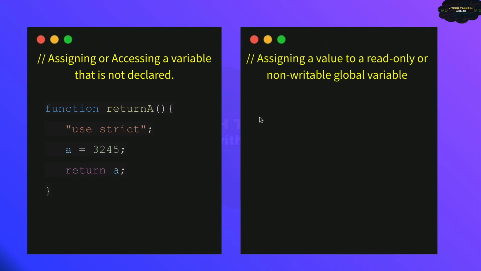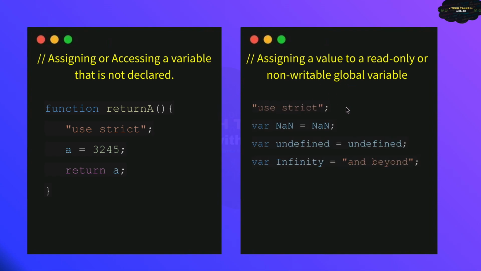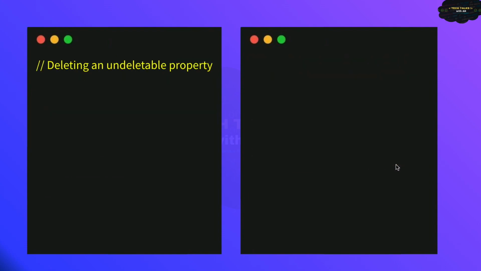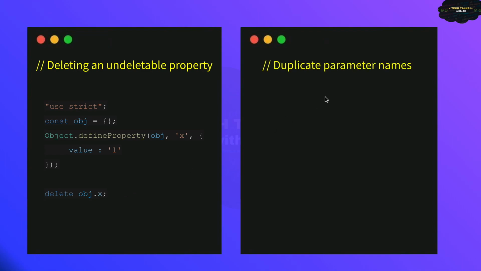Second restriction is assigning a value to a read-only or non-writable global variable, which is use strict where NaN is equal to NaN, where undefined is equal to undefined, where Infinity and beyond. Next one is deleting an undeletable property. Use strict, const object equal to empty object, Object.defineProperty object x value is equal to 1, and then delete object.x. Next is duplicate parameter names. So we can use strict, function some function name a b b c.